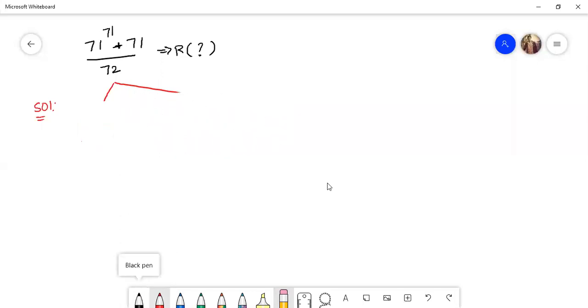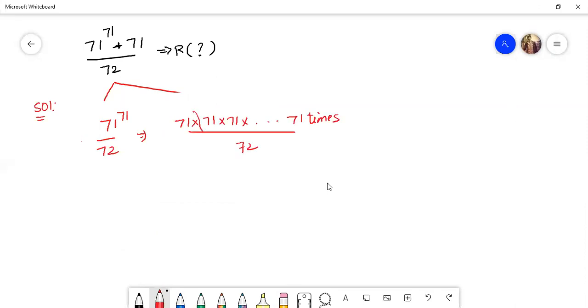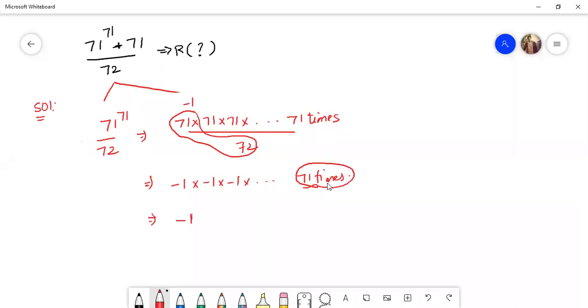First, let me find it for 71 power 71 by 72. This is nothing but 71 into 71 into 71 and so on, 71 times, and I'm dividing this value by 72. So 71 by 72: what is the negative remainder? Minus 1 is the negative remainder. So this will become minus 1 into minus 1 into minus 1 and so on, 71 times. Now tell me, minus 1 is multiplied an odd number of times or an even number of times? 71 is an odd number. So if you multiply minus 1 an odd number of times, it will remain minus only. So this will remain minus 1 by 72.